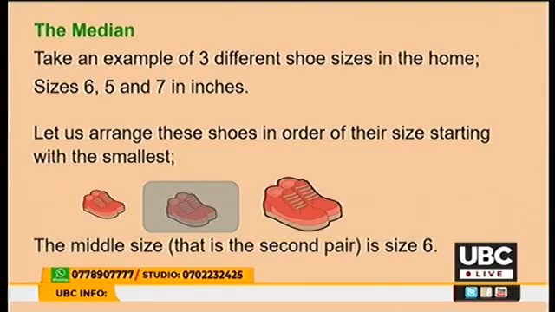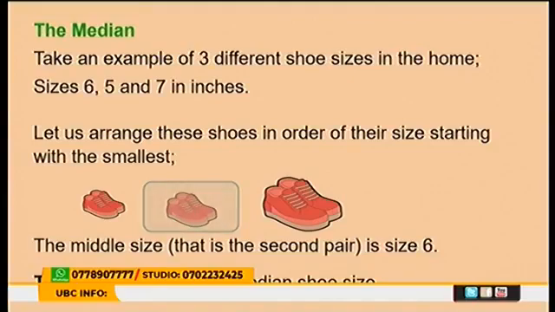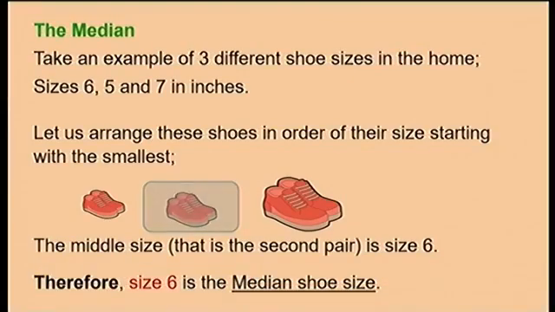Remember, we are looking at median. What is median? We see that the middlemost, the middle size, which is the second pair, is size 6. So what do we conclude? That our median shoe size is 6. Why is our median shoe size 6? Because it appears in the middle. We have 3 items, which are shoes, and the one that appears in the middle is our median shoe size. So I hope from this example, you will get to know what median is.